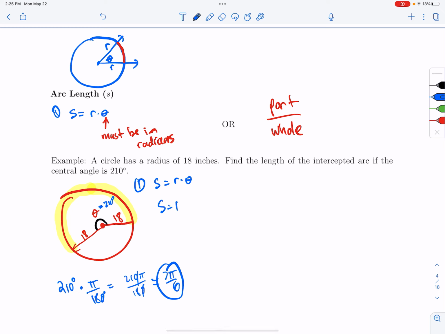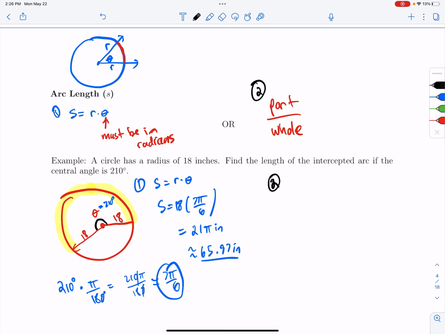So S is equal to 18 times 7 pi over 6, and I get 21 pi. And the unit here is inches. If I want to write that as a decimal, that's approximately 65.97 inches here. Okay, so that's one way we can find this arc length, and that's using that formula. The second way is to make a proportion with this idea of part over the whole.